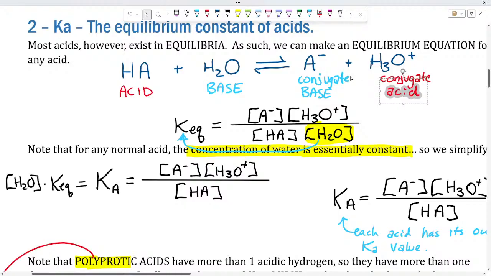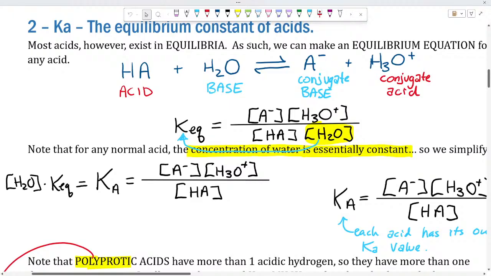Conjugate means like mated to or paired with or tied to. So this is the base that is sort of mated to the acid. It's actually the same compound, it's just lost its hydrogen. And then the water turns into hydronium, and we call that its conjugate acid. It's the same compound, but now because it has a hydrogen, it can act as an acid and give it up. Does that make sense?